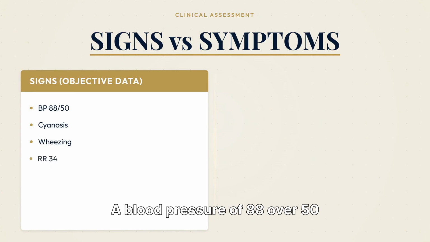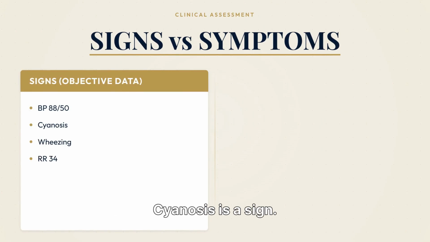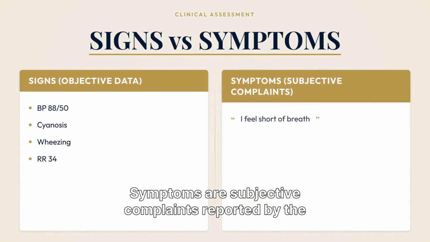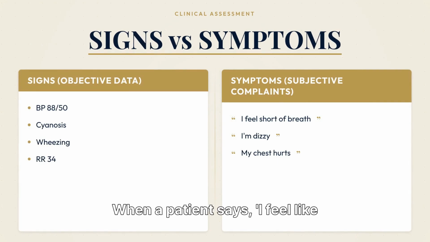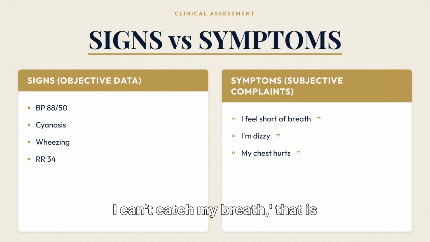A blood pressure of 88/50 is a sign. Cyanosis is a sign. Wheezing is a sign. Symptoms are subjective complaints reported by the patient. They cannot be measured, but they are equally important. When a patient says, "I feel like I can't catch my breath," that is a symptom.